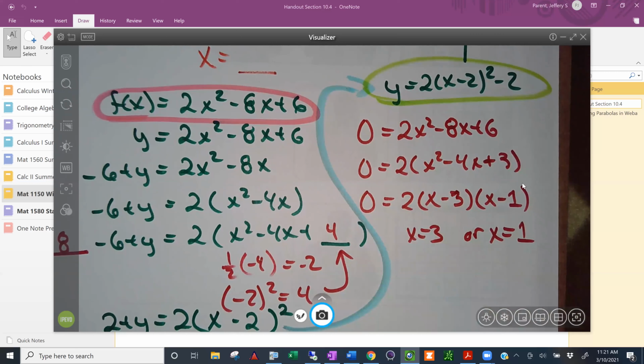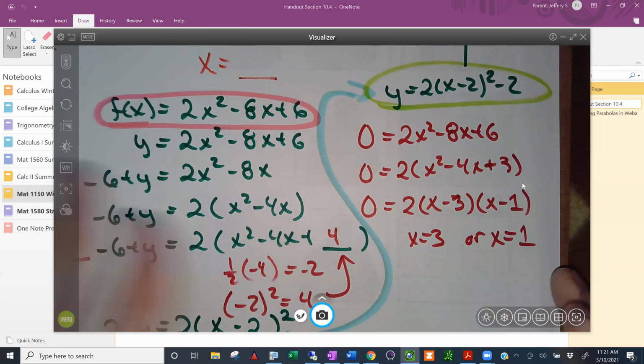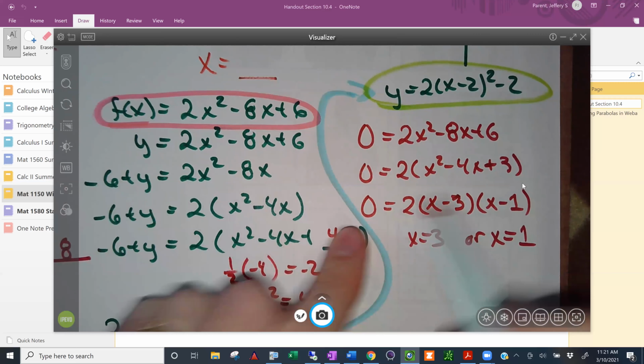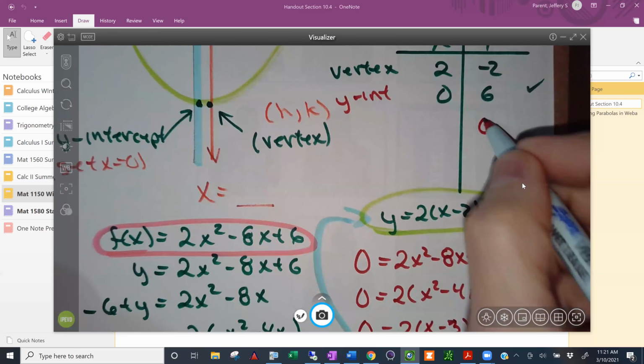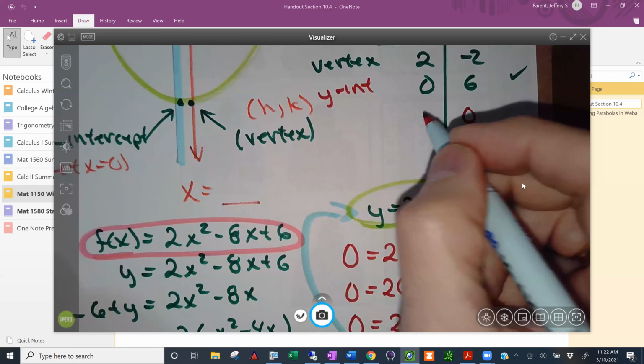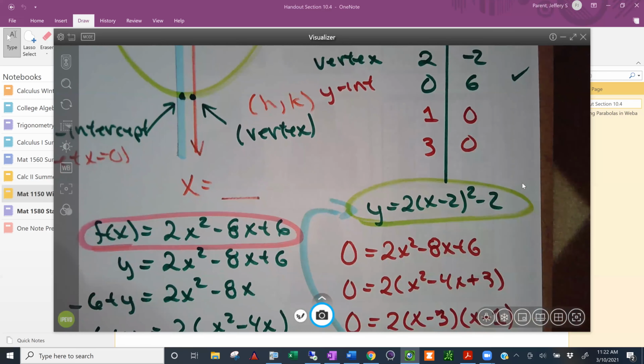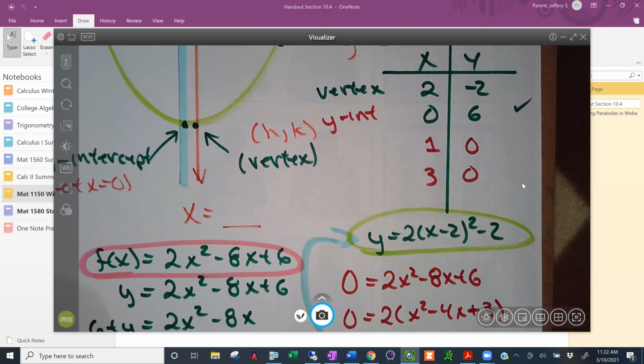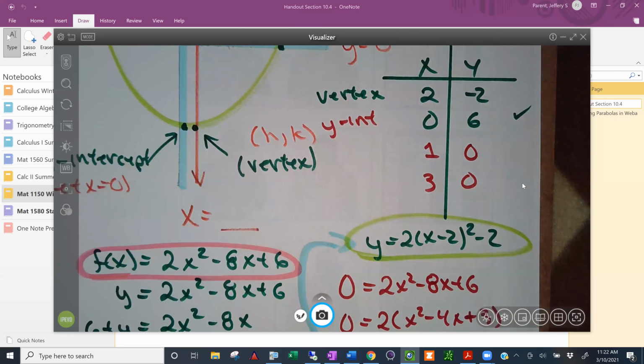Now, if you're not happy with this, you can always use a quadratic formula. But let's take note of what we did. We set y equal to 0, and we got 2 values of x. We got x is 1 or x is 3. And that's perfect.